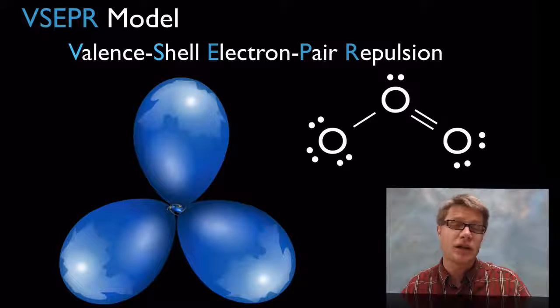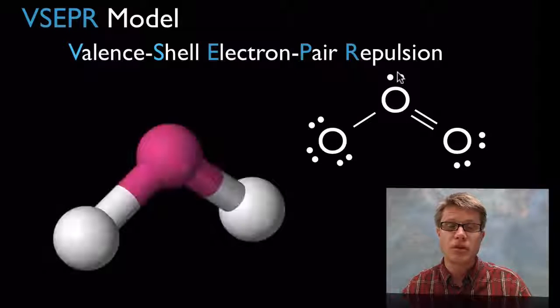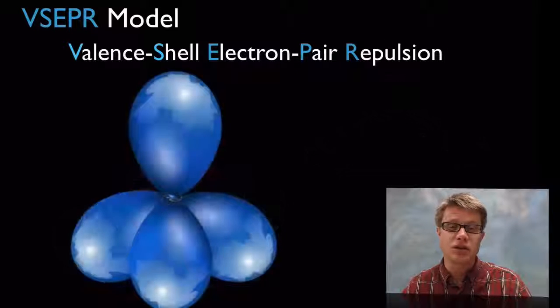Let's say we're looking at something like ozone. Ozone, you might think is going to be linear, but if you look at this pair of electrons out here, what kind of a structure are we going to get from ozone? We're going to get a bent kind of a structure.